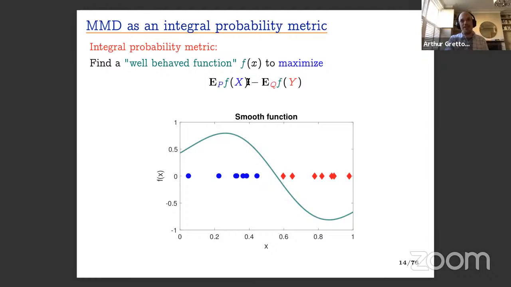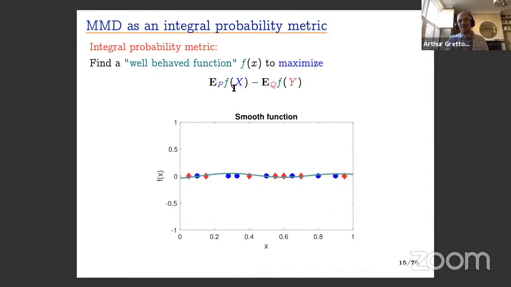Now, this well-behavedness is essential because, in this case, well-behaved actually means smooth. And because my function is smooth, it can't go as positive around these blue points and as negative around these red points as it could here. So this function is telling me, or this class of functions, I should say, is telling me that these points are further apart than these points. And so, this is what an integral probability metric does. It says, find from a dictionary of smooth functions the function that maximizes the difference in expectations. And here I'm getting a difference which is larger than here.